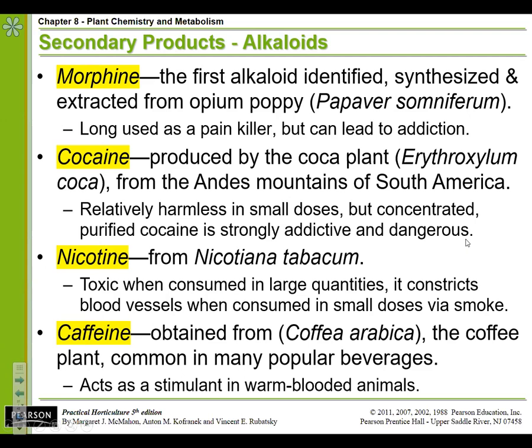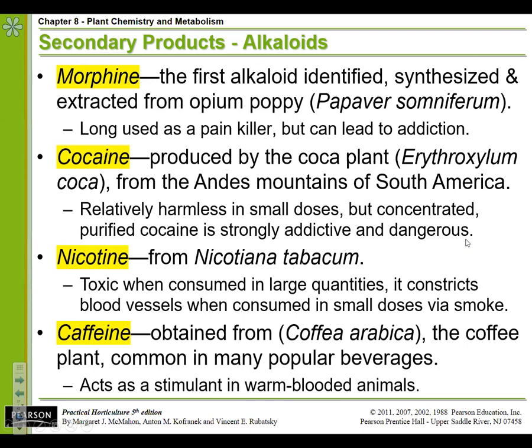Caffeine. Obtained from a few different plants, but probably most popularly from Coffea arabica, the coffee plant. Also tea. It acts as a stimulant. Again, but it is also addictive. All these alkaloids here that we're looking at, it's funny to note that used in small quantities as a potential medicine or a stimulant, large quantities becomes toxic, becomes a poison.